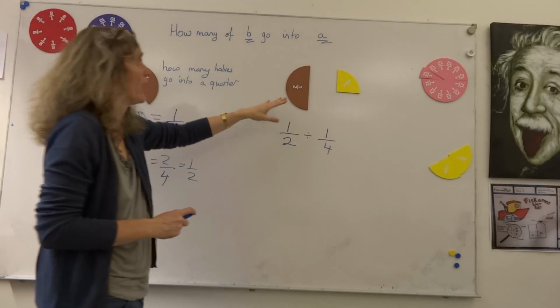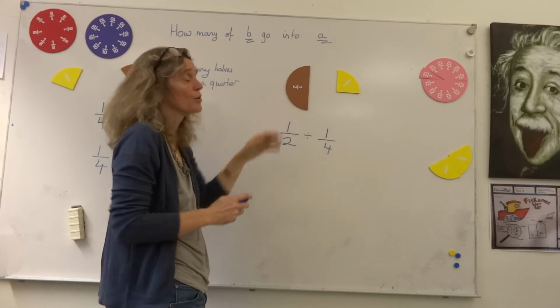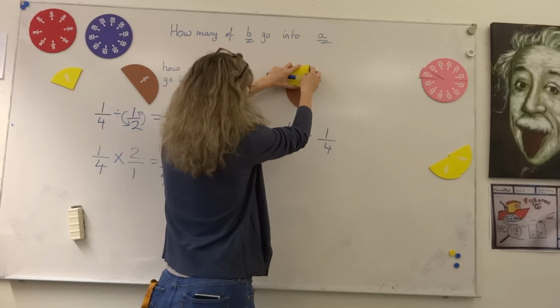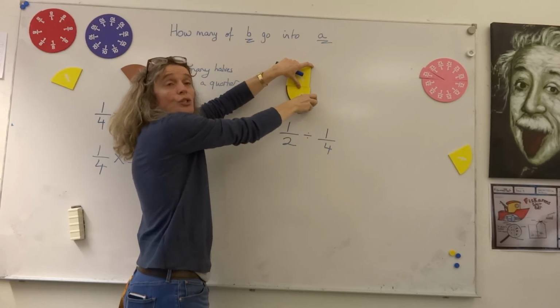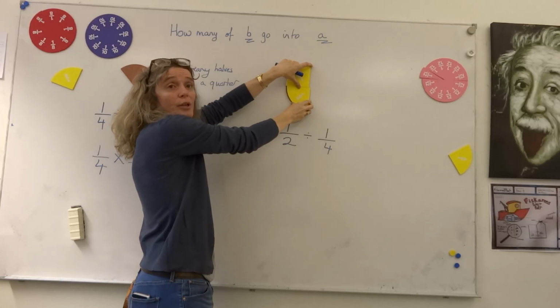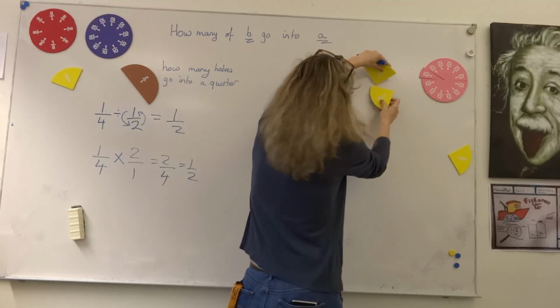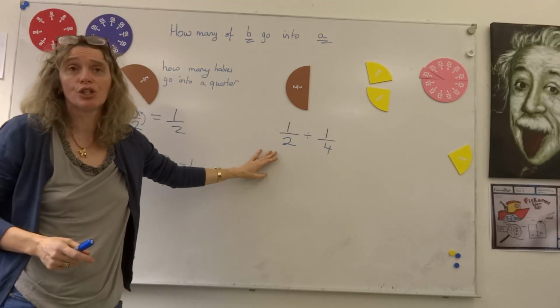What about this one then? How many quarters go into a half? This is almost easier. How many quarters go into a half? Well, 1 quarter would go into a half, but we'd also get another quarter going into a half. So how many quarters would go into a half? There'd be 2 quarters that would go into a half. So there'd be 2 of these going into a half. So I'd be expecting the answer 2.